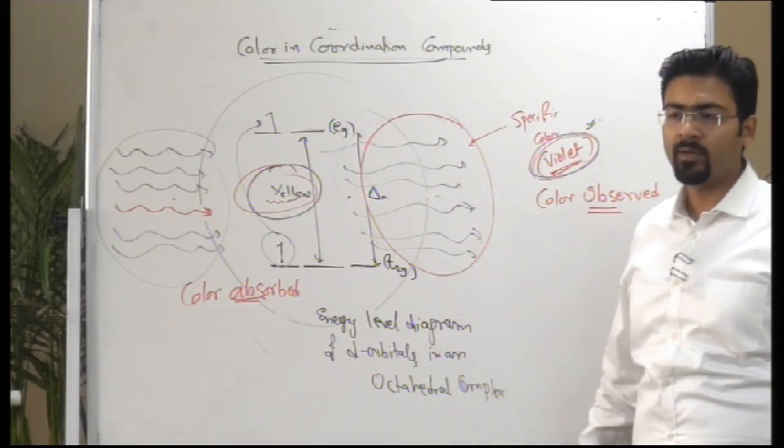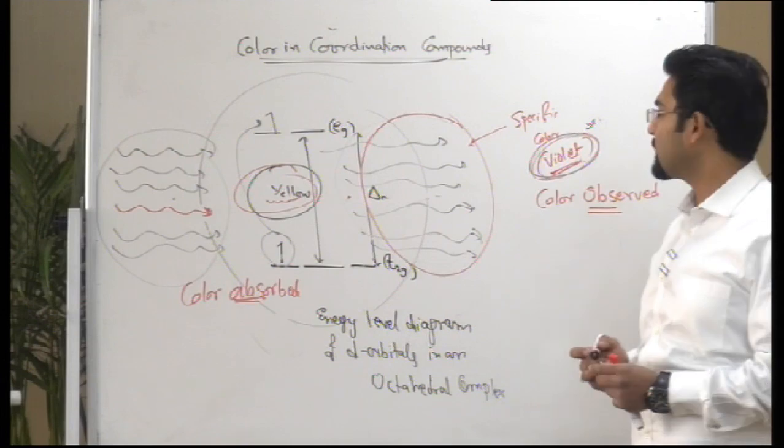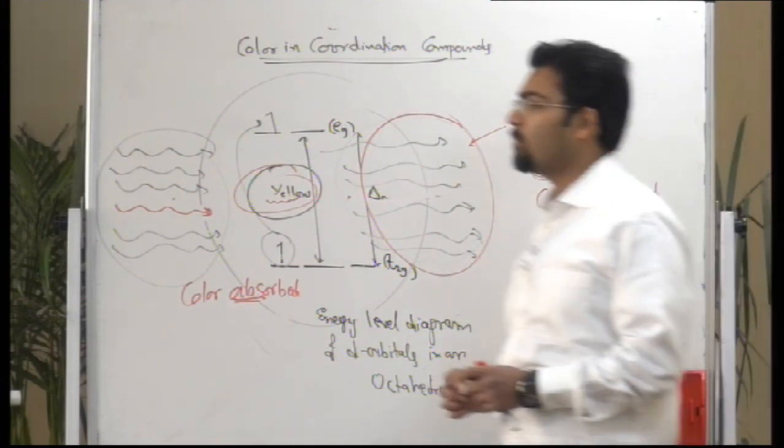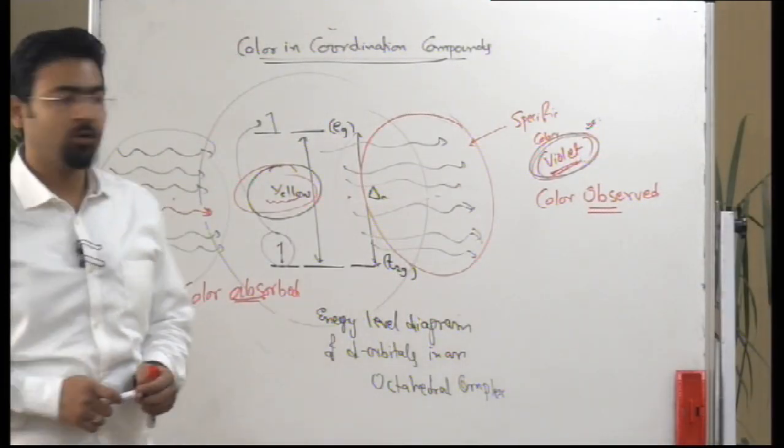So how can I predict the color of the complex? Let's see. And what kind of questions can be designed on this concept?